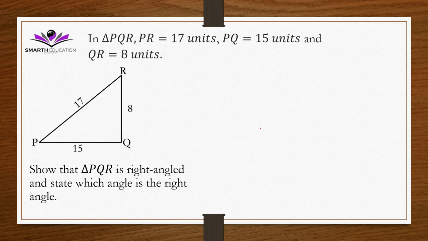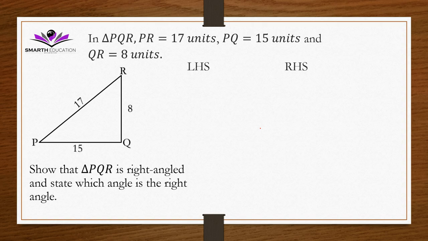Okay, so in triangle PQR, PR is 17 units, PQ is 15 units, and QR is 8 units. Show that triangle PQR is right angled and state which angle is the right angle. So now if we prove that the square of 17 is equal to the square of 8 plus the square of 15, then means triangle what? Triangle PQR is what? Is a right angle triangle, or angle Q there is what? Is 90 degrees. So we're going to do this.